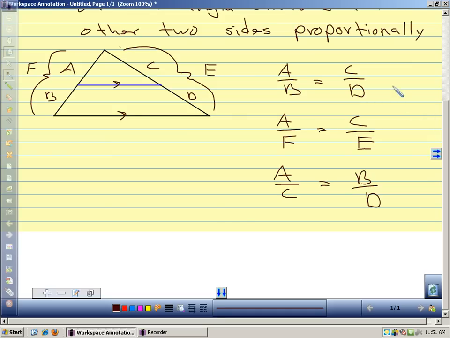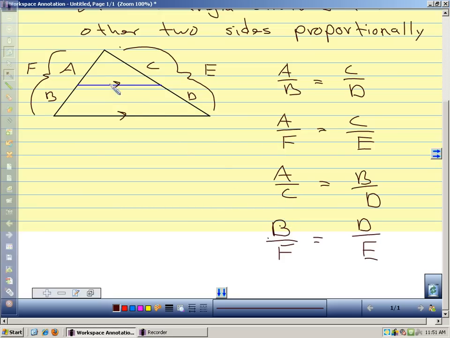And let's do one more. Let's do B over F. Chapter 8 is pretty straightforward because it's all these proportions. B over F equals D over E. So these are four of the proportions that I can set up using the side-splitting theorem. All of these proportions come from this line being parallel to the base of the triangle. I can set up all these proportions.